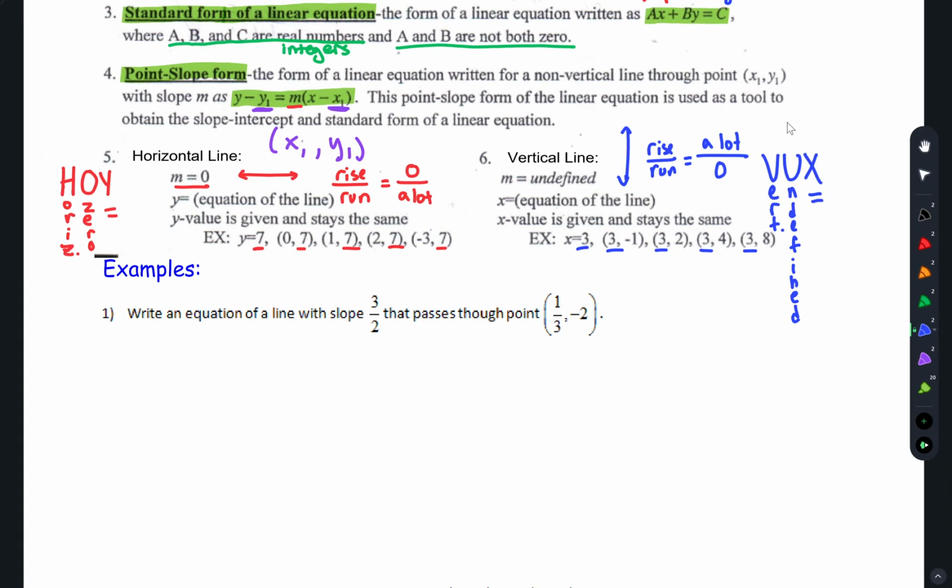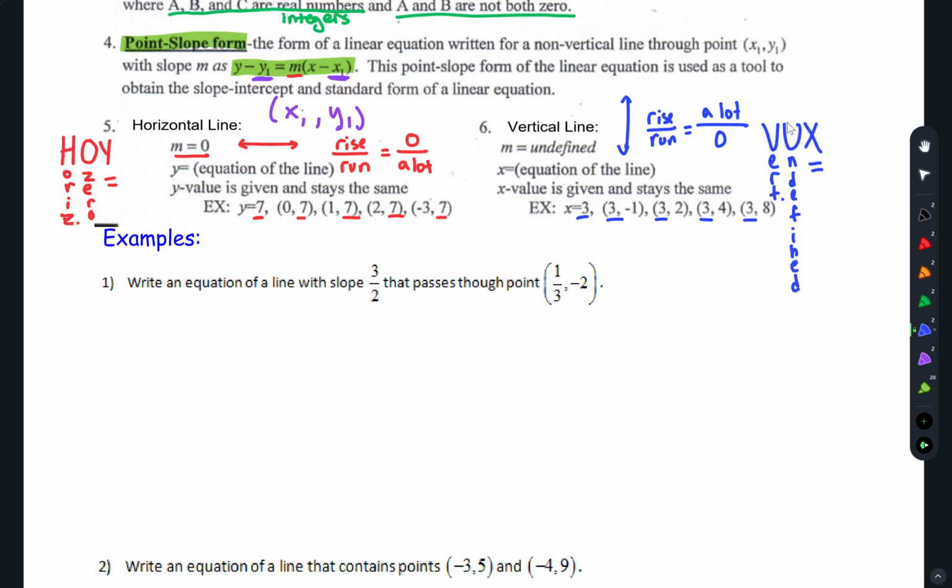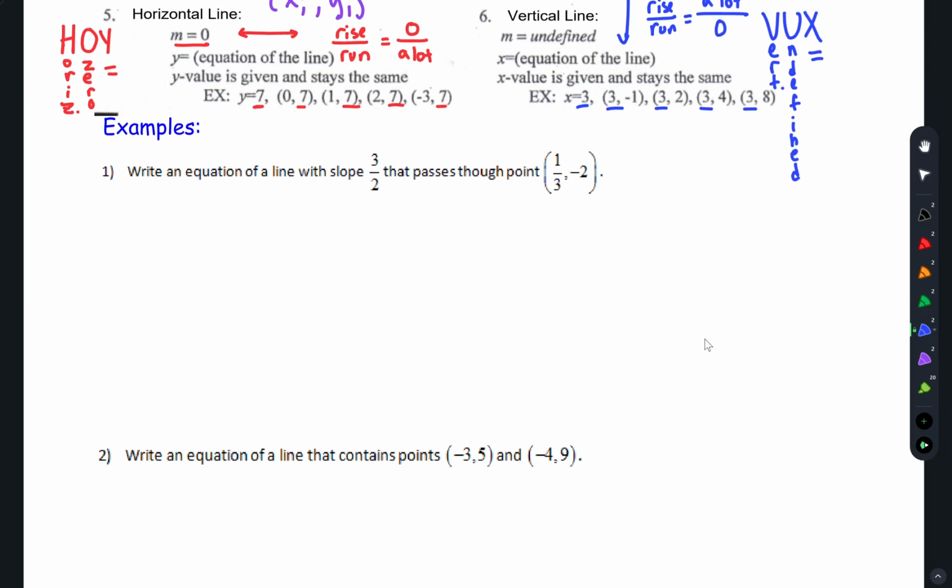Okay, so let's talk about what the problems we're going to see today look like. In these examples, we are going to write an equation of a line with a slope of 3/2 that passes through the point 1/3, -2. We are always going to end up in slope-intercept form. We might not start in slope-intercept form, but that's where we're going to end.